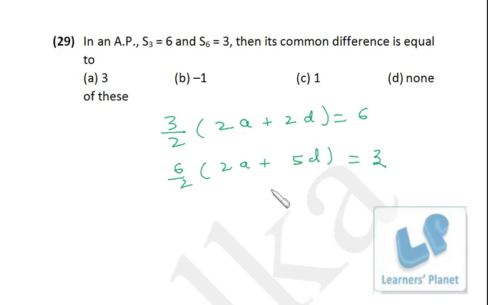So we have to find the value of d over here. So 3 twos are 6, and on the other side 3 and 3 cancel. So 2a plus 2d is equal to 4 and 2a plus 5d is equal to 1. So we deduct this equation from that equation. So 5d minus 2d, that is 3d, is equal to 1 minus 4, that's minus 3. So d is equal to minus 1. Okay, so that's pretty simple.